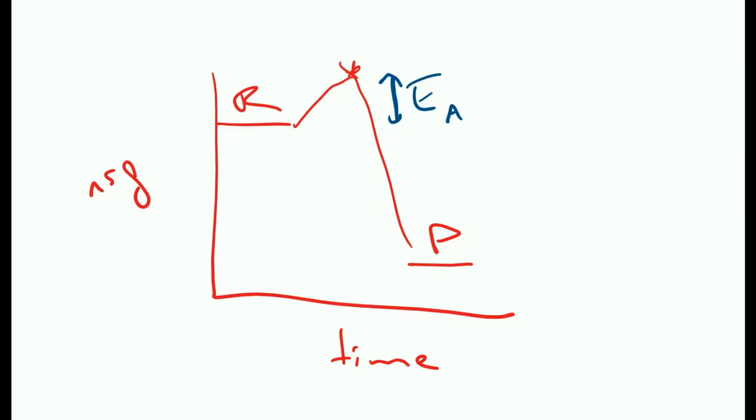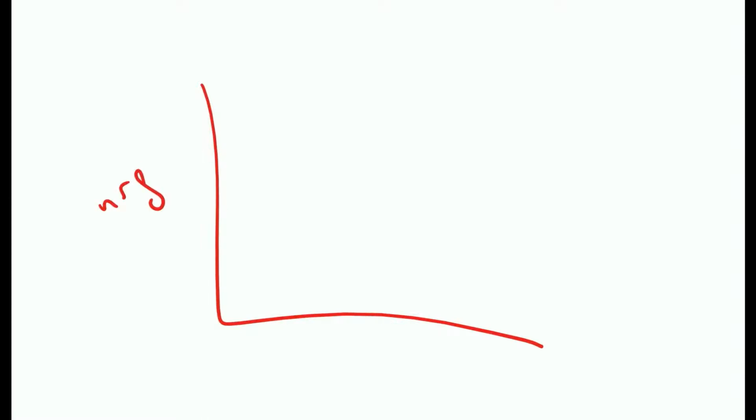Now this applies equally to an endothermic reaction. We have energy up the side, time along the bottom. In the endothermic reaction, the reactants have less energy than the products, because the energy was absorbed by the system as the reaction proceeded.